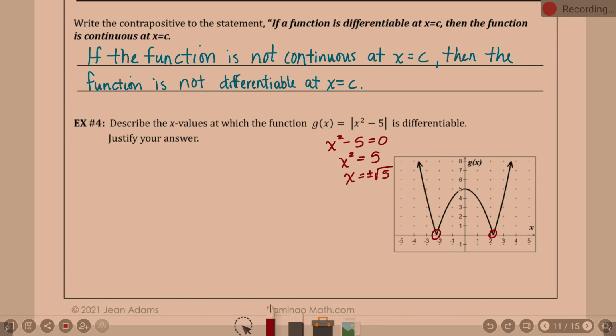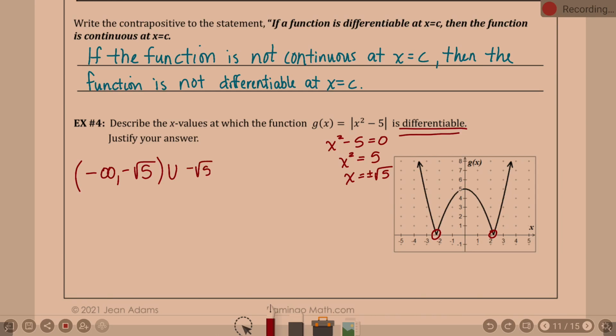Okay, so starting on the left, we start being differentiable all the way to the left. So negative infinity up to where? I'm going to write negative square root of 5. With this negative square root of 5, we're going to use a parenthesis because it is not differentiable at that specific value. I'm going to use union. And then now where do we pick back up?